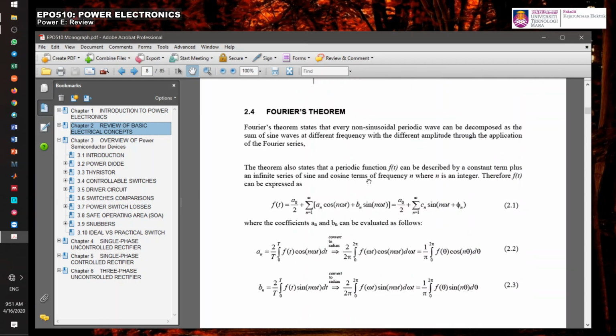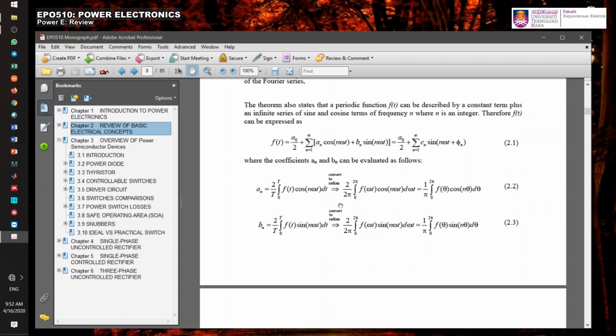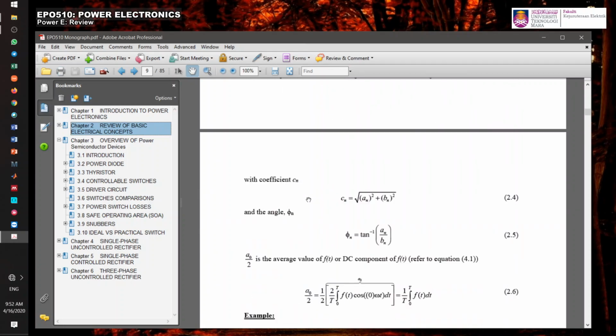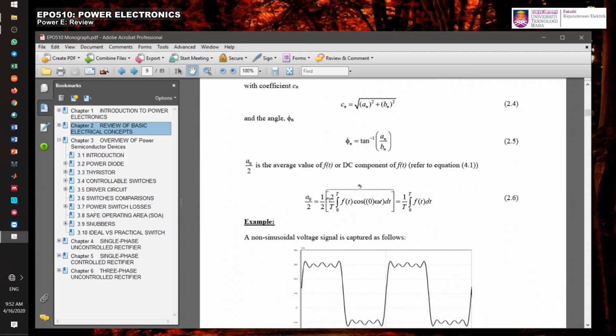And before the break, we went through the Fourier's theorem. I hope you still remember. The Fourier theorem actually says that any waveform is a combination of individual sinusoidal voltage waveforms at different frequencies with different amplitudes, isn't it? So I put this in the review of basic electrical concepts here. So go through it again. Now I put it in equations, so it is easy to follow.